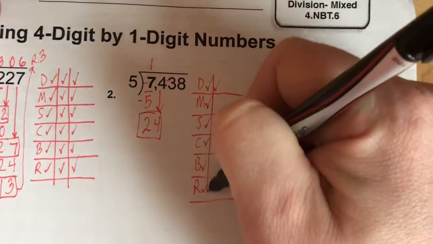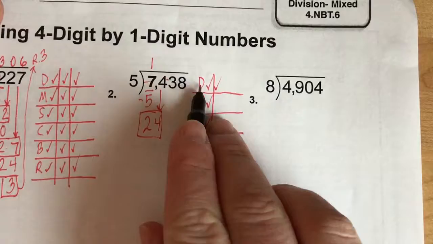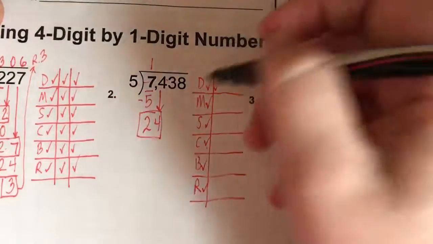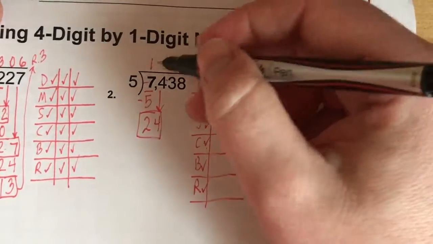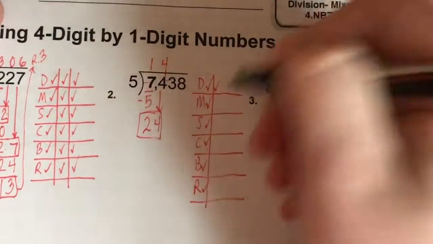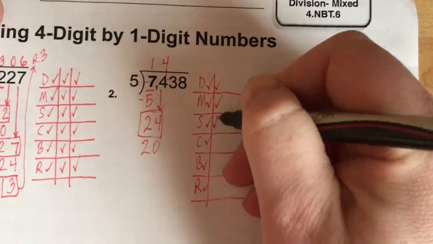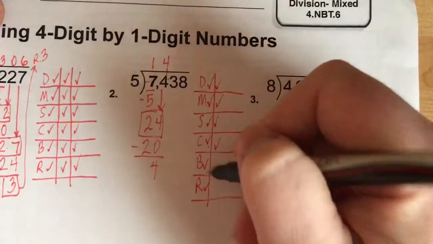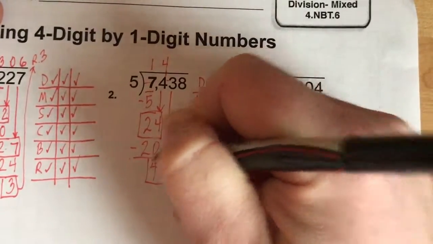I'm going to make my vertical line to separate my workspace. Because we're using this one, we're actually going to have 4 columns of check marks, so it's going to get pretty big. All right, so determine 5 times what gets me close to 24 now without going over. We know 5 times 5 is 25, so the next one down is 5 times 4. Now let's multiply. 5 times 4 is 20. Now we'll subtract. 24 minus 20 is 4. Check, the king is happy. Bring down the 3 and box.